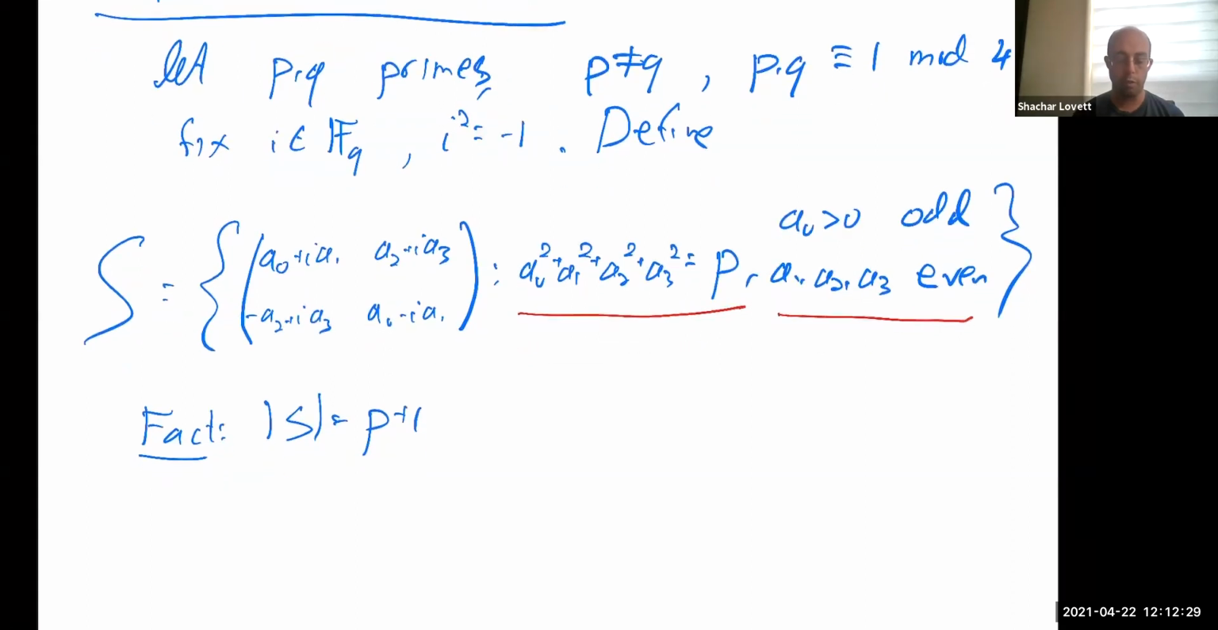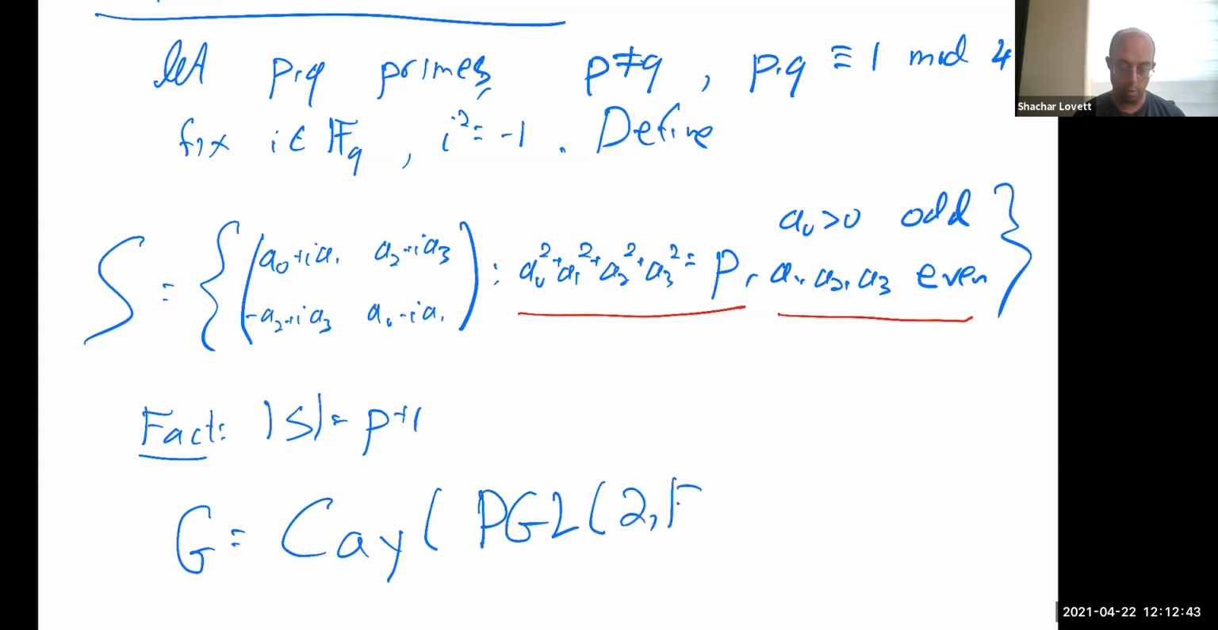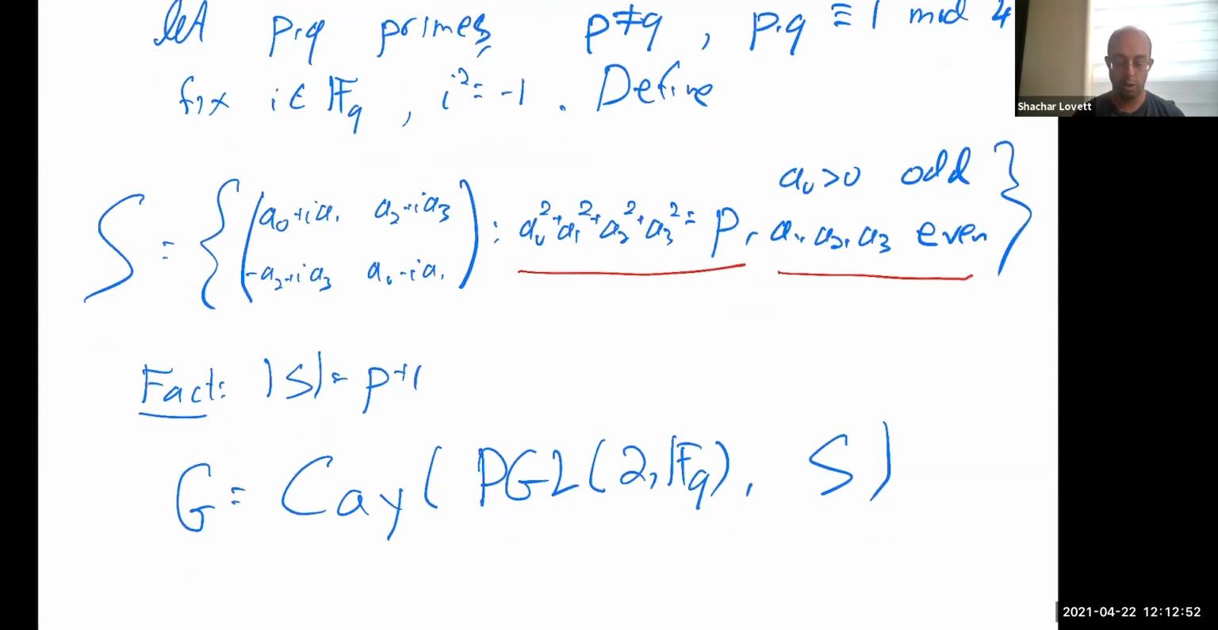And the construction is the following thing. The graph that we're going to choose is a Cayley graph, where the group is going to be the projective general linear group of 2 by 2 matrices over F_q, and the generating set is S. I'm just reminding you in general what a Cayley graph of any group with any S is.